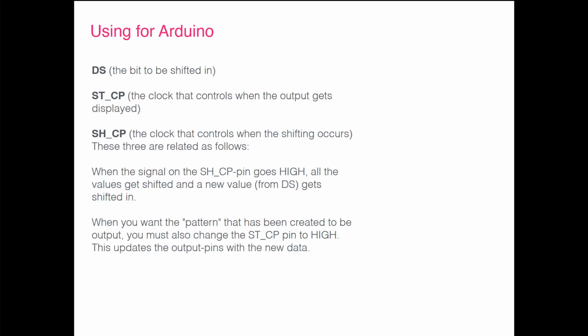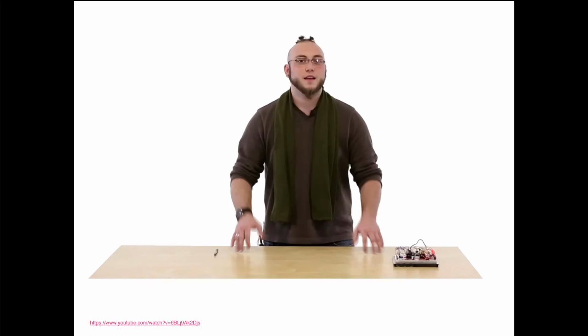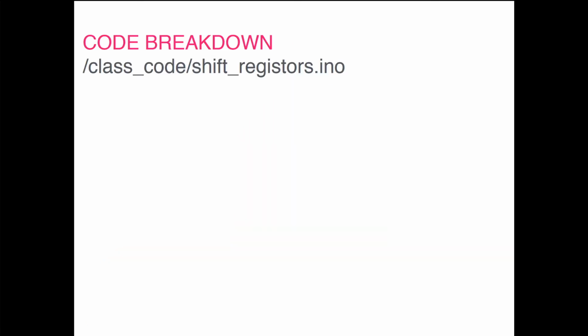When you want the pattern that has been created to be output, you must also change the STCP pin to high. This updates the output. So shift in, show. You can think of them like that. This is the video that is in today's lecture. If you haven't watched it yet, I really encourage you to watch it, because talking about all these pins is a little bit confusing, but if you go look them up and see them work, it's pretty dead obvious.